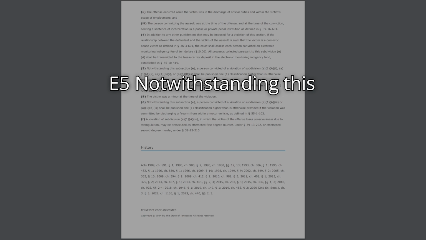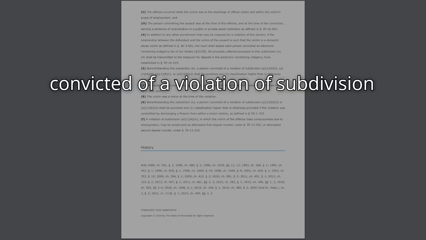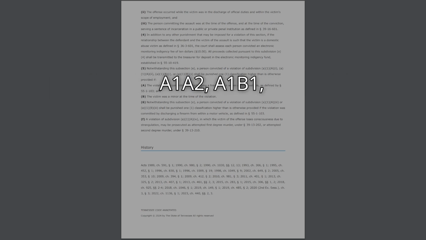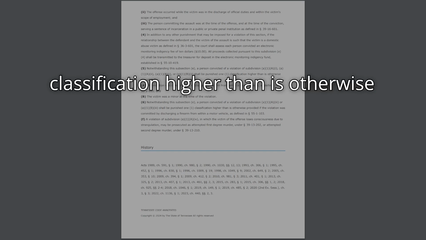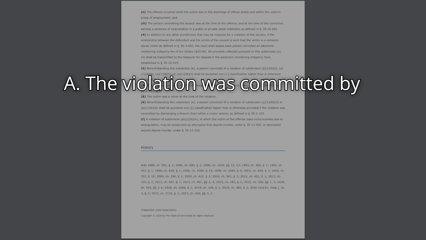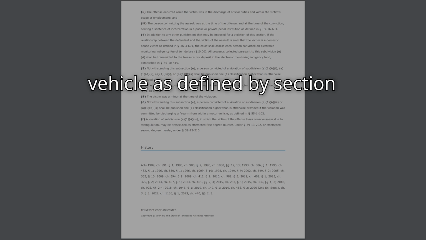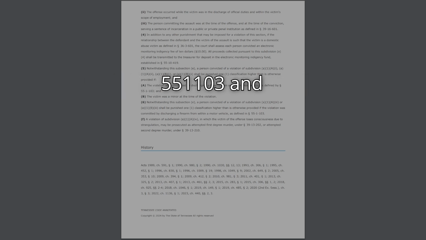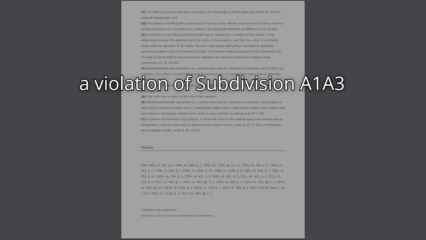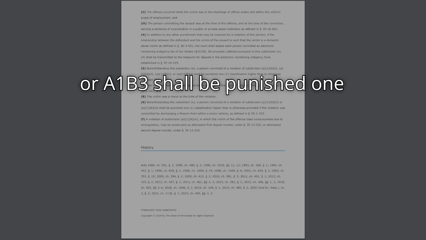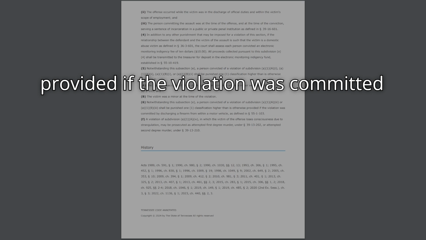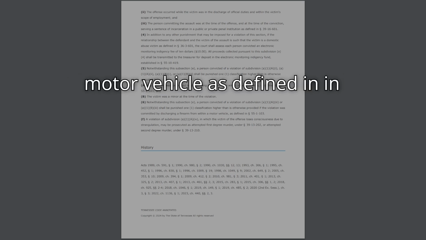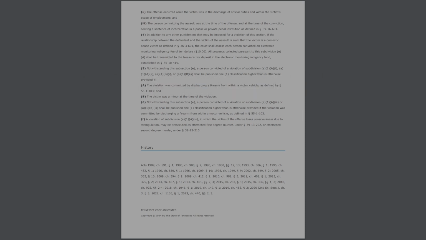E(5). Notwithstanding this subsection E, a person convicted of a violation of subdivision A(1)(A)(1), A(1)(A)(2), A(1)(B)(1), or A(1)(B)(2) shall be punished one classification higher than is otherwise provided if A. The violation was committed by discharging a firearm from within a motor vehicle as defined by Section 55-11-103, and B. The victim was a minor at the time of the violation. E(6). Notwithstanding this subsection E, a person convicted of a violation of subdivision A(1)(A)(3) or A(1)(B)(3) shall be punished one classification higher than is otherwise provided if the violation was committed by discharging a firearm from within a motor vehicle, as defined in Section 55-1-103. Subsection F.